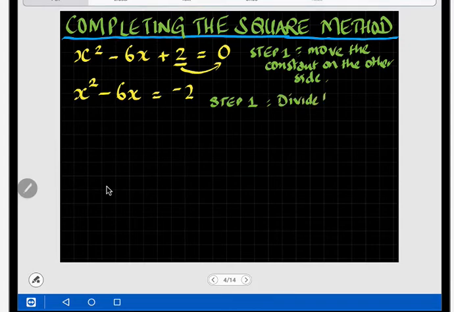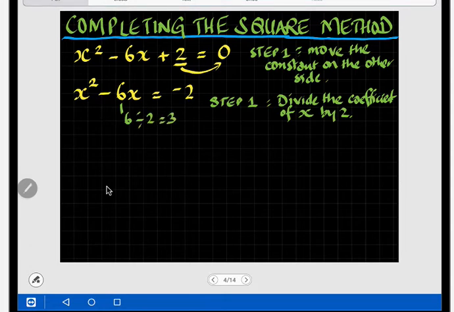Divide the coefficient of x, not x squared, x, by 2. So it's telling me to divide 6 by 2, right? 6 divided by 2, I will have 3. Okay, what's next?